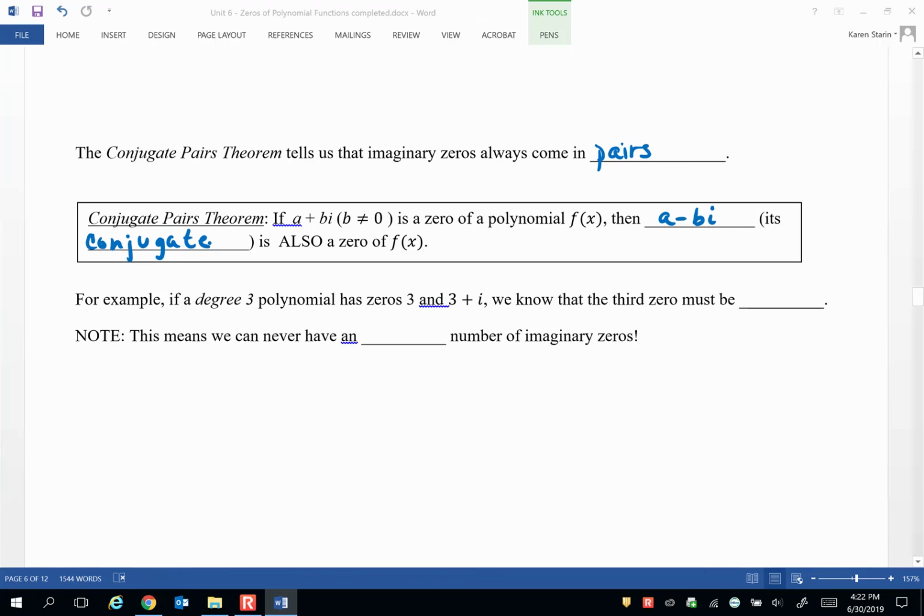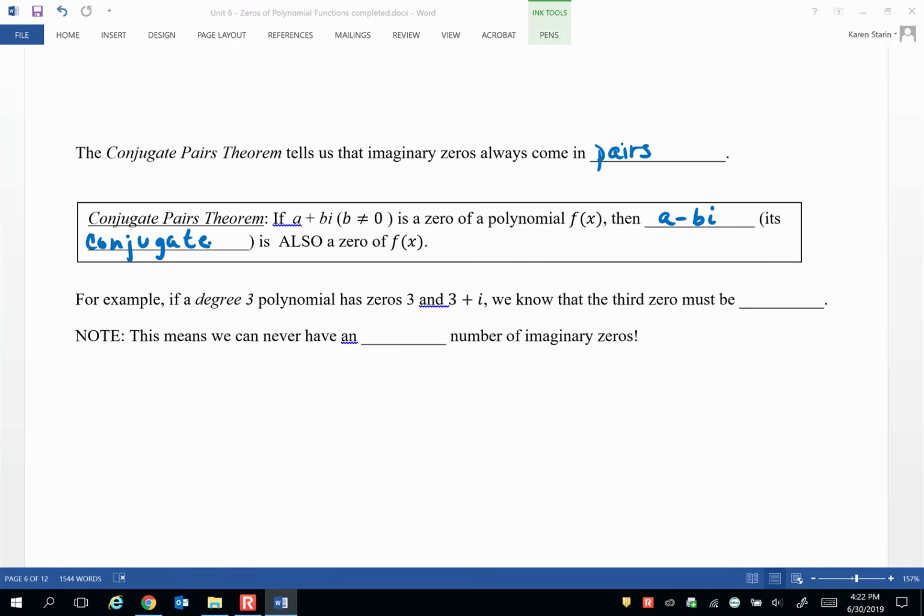So the conjugate is the real part plus or minus the imaginary part, depending on whether you started with addition between the real and the imaginary part, then it becomes minus. And if you have a minus bi, then a plus bi must also be a zero.